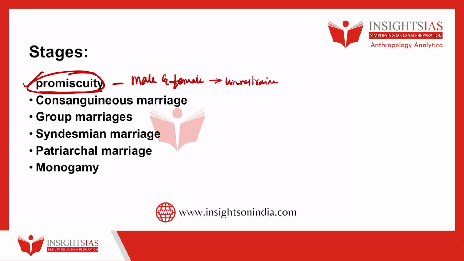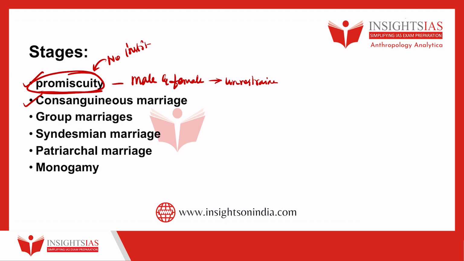In this stage, Morgan says that one finds exchange of wives, giving wives on loan, or other such customs in the primitive tribes. And basically he says that this is not marriage. So there was no institution of marriage during this phase. Then the beginning of marriage starts with the stage which he calls consanguineous marriage.